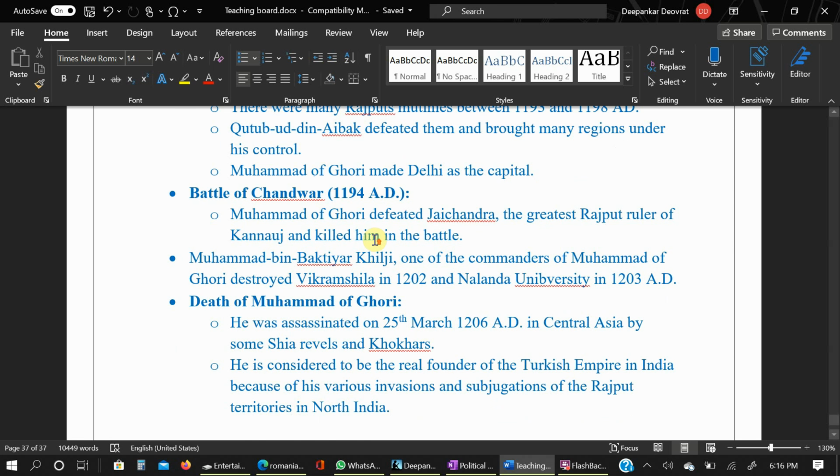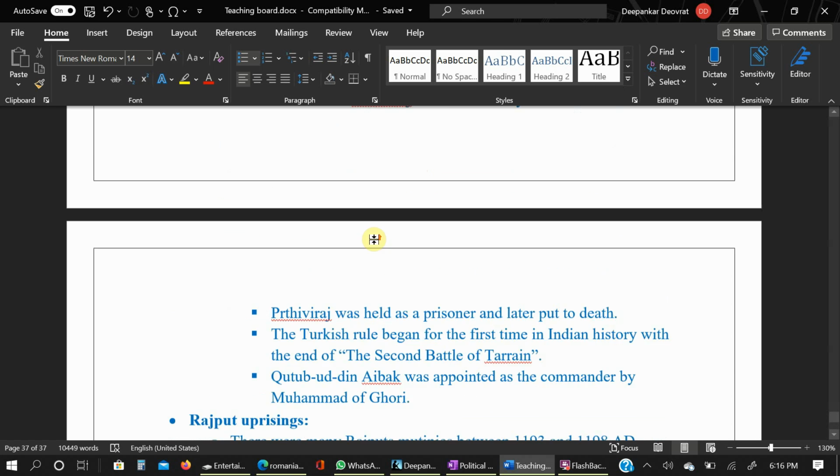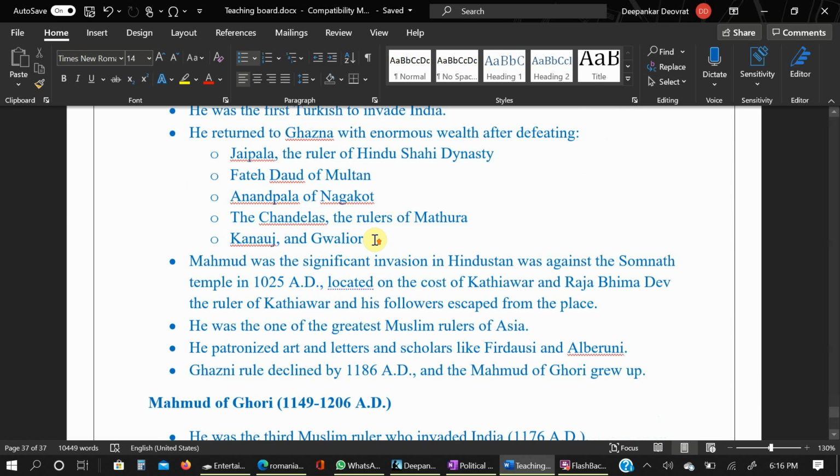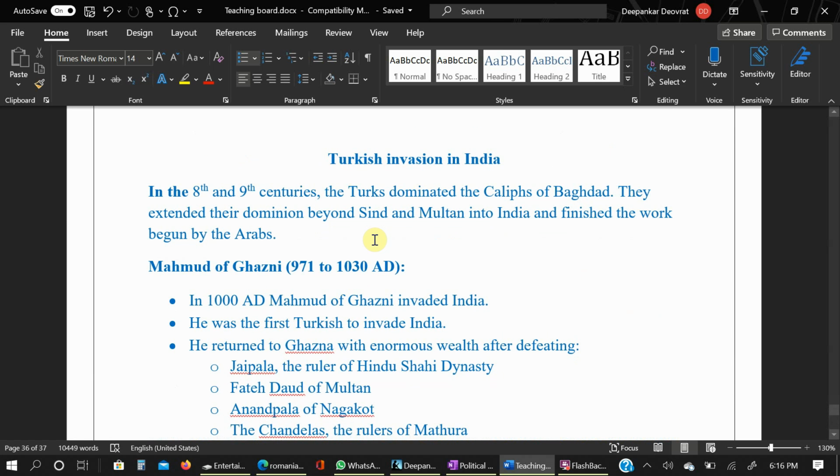So I have written all the aspects. From this you can get an overview of the Turkish invasion in India.